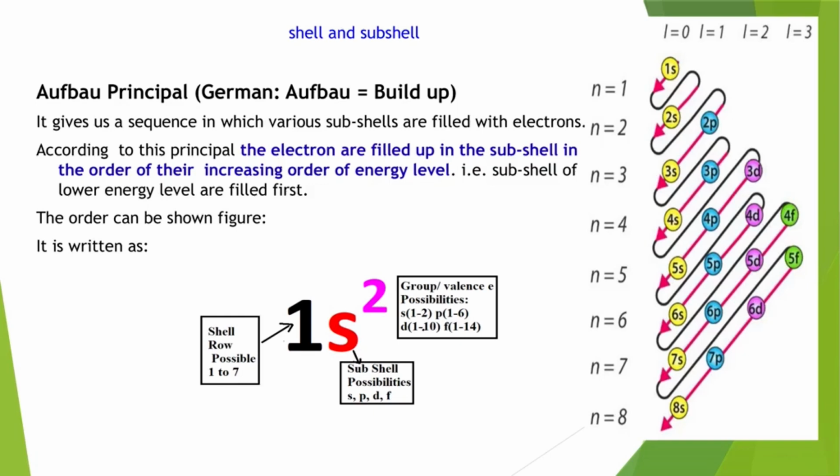While writing the electronic configuration, 1s2, there I have already told you, 1 indicates the cell, here 1 is there, it may be other also. So cell, row, and their possibility is 1 to 7, like that we discussed yesterday also. Now next slide.